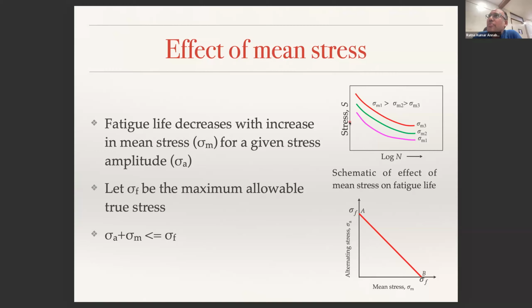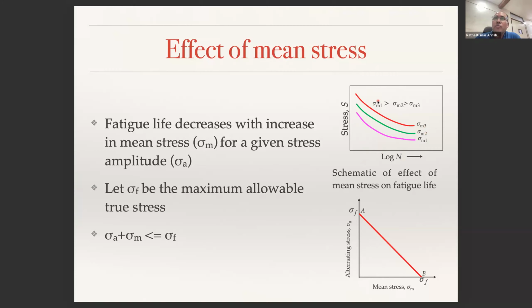If I take a stress amplitude here, corresponding to that life, if the mean stress is sigma m1, then the life will be this much. If the mean stress is sigma m2, the life will be that much, and if it is sigma m3, that much. Meaning sigma m1 is greater than sigma m2, which is greater than sigma m3. In all these cases, the mean stress is positive, that is, the tensile state of mean stress. That is when the situation becomes more severe and the life reduces.